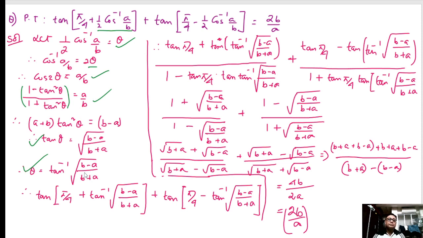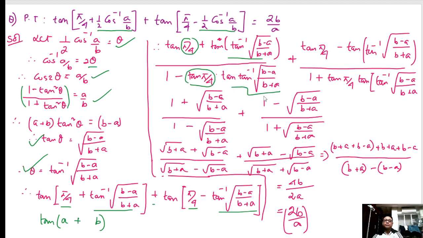Clear? That means this I have taken as theta, which is tan inverse. So I can write the first part becomes tan of pi by 4 plus tan inverse of this, plus tan of pi by 4 minus tan inverse of this, because this is also taken as theta. So now please watch one thing, this formula looks like tan A plus B. So that is why it is tan A plus tan B by 1 minus tan A into tan B.